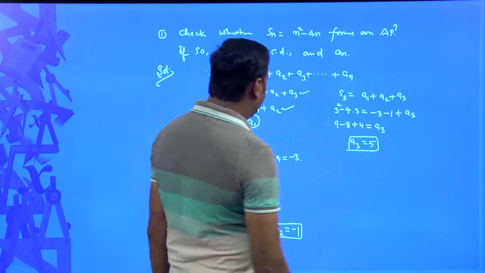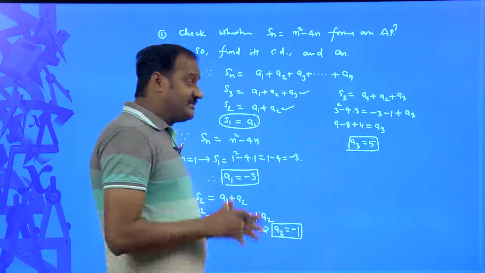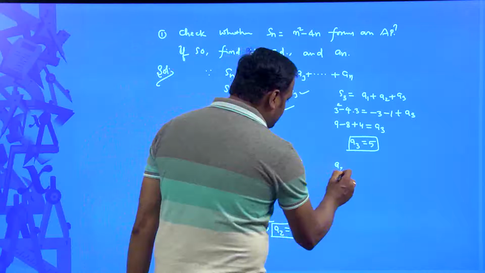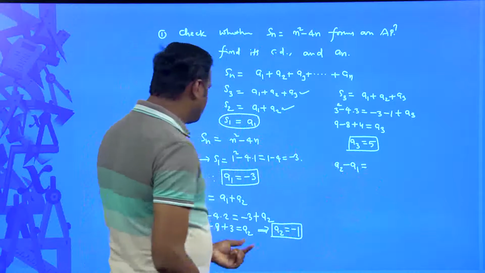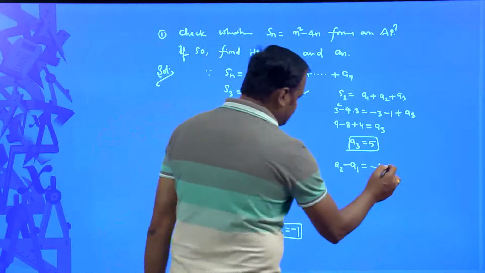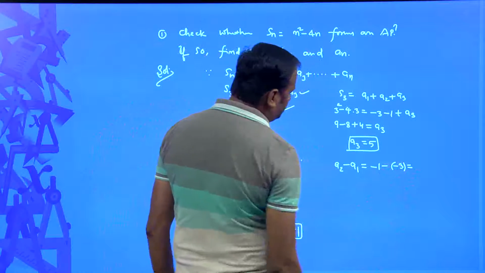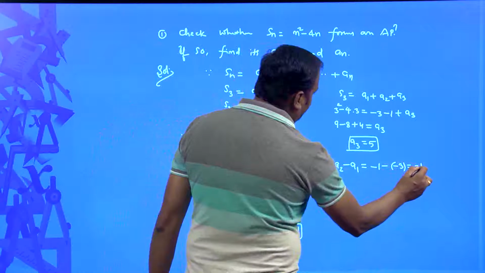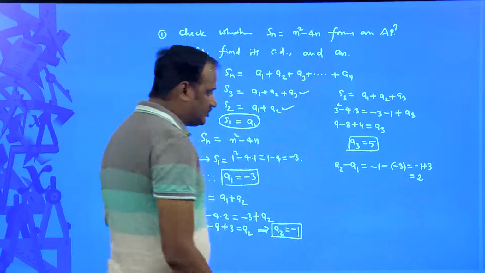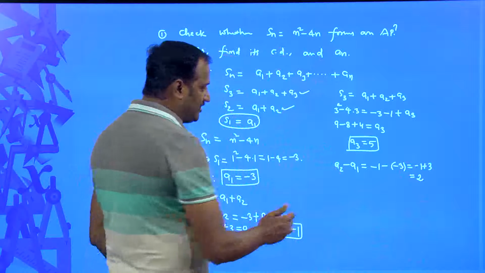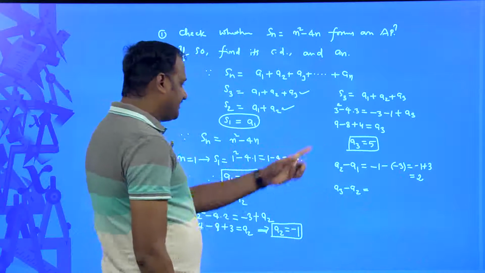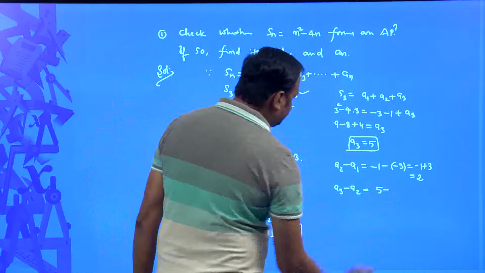After finding A1, A2, A3, let me check whether the common difference is same or not. First I will find a2 minus a1. a2 is equal to minus 1 minus a1, which is minus 3. So, minus 1 plus, because minus of minus is plus 3. What is minus 1 plus 3? Equal to 2. So, the value of a2 minus a1 is equal to 2. Fine. I will find what is a3 minus a2. So, a3 minus a2 is going to be, a3 is 5 minus a2.